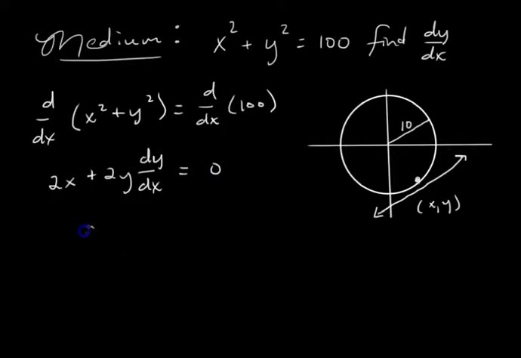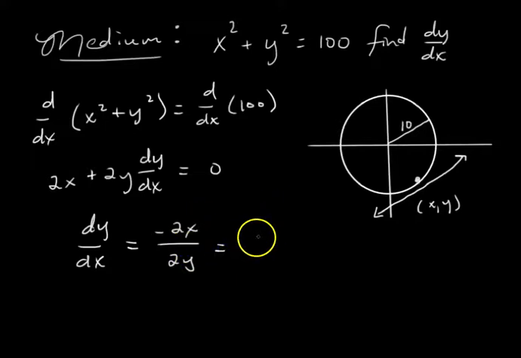So now we just isolate dy dx. And how do we do that? Well, we move the 2x over to the right side. So we get 2y dy dx equals negative 2x, and we divide by the 2y. So this is negative 2x over 2y, and then we can cancel out the 2's, and we get negative x over y.